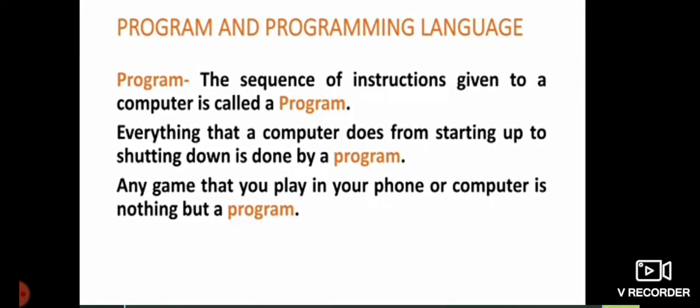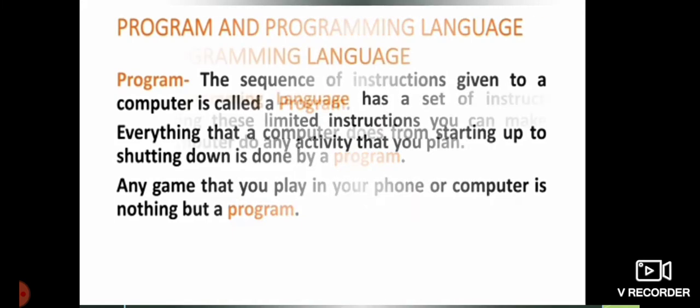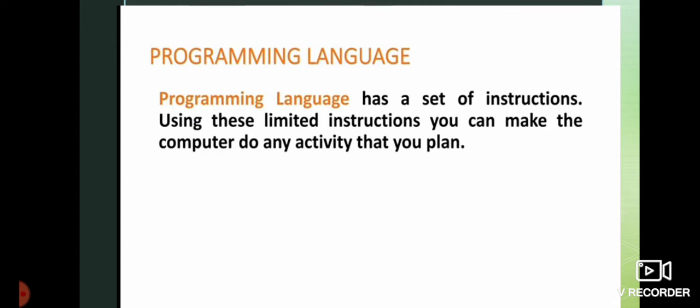And next is what is programming language. If you want to give instructions to a computer, you need to learn the language that a computer understands. A computer doesn't understand the language that we speak. It understands only a few special languages of its own, and these are known as programming languages. Using these limited instructions, we can make the computer do any activity that we plan. Programming language has a set of instructions. A programming language can make the computer do any activity that we have planned.